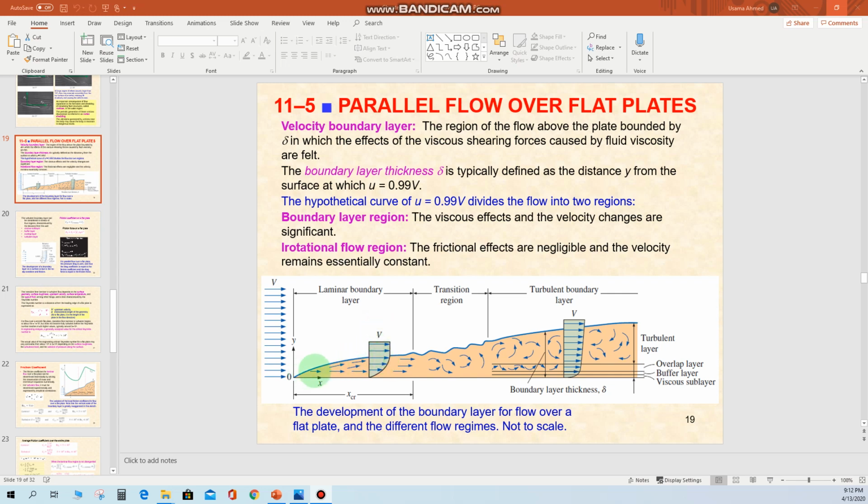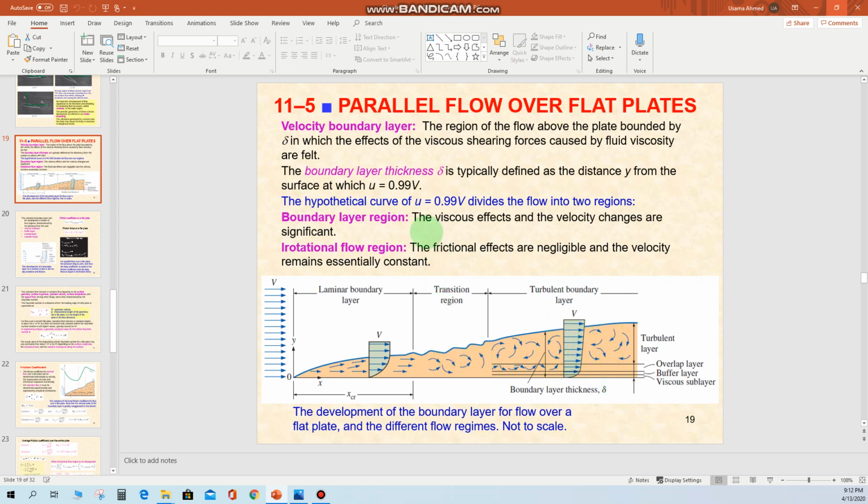Okay, so as we are moving along this flat plate, we see that there is a rise in the thickness of the fluid layer, which is called the boundary layer thickness. Okay, so the hypothetical curve of u equal to 0.99V divides the flow into two regions, one that is below this line and the other that is above this line. The one that is below this line is called the boundary layer region.